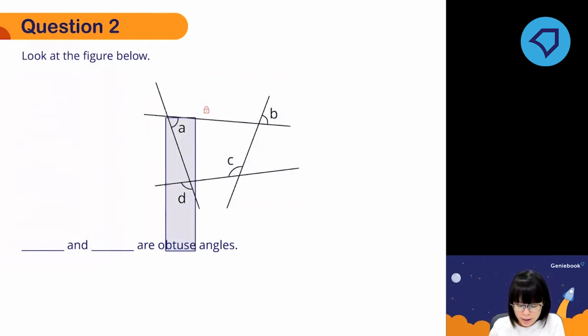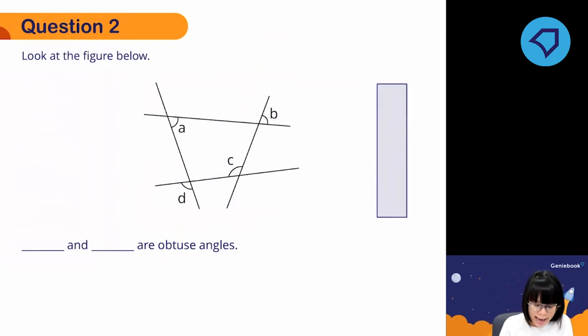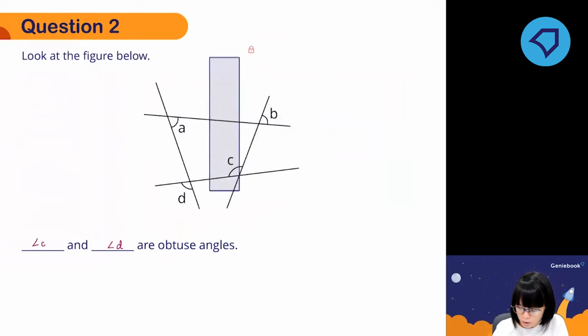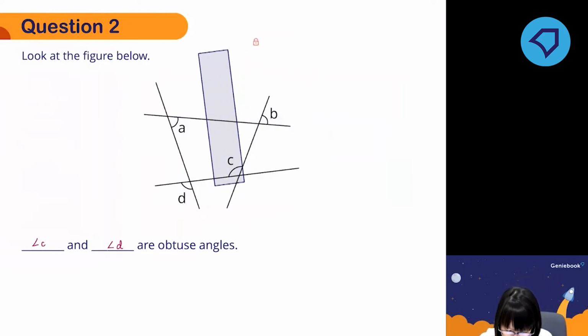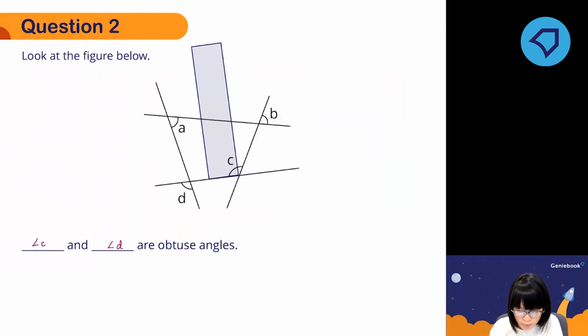Just now we already identified that A and B is actually smaller than a right angle, right? So it should be C and D. Excellent job. So it would be angle C and angle D. Okay, so let's do a double check over here. Let me shift this onto the line. There we go.